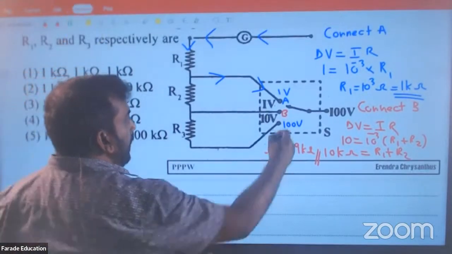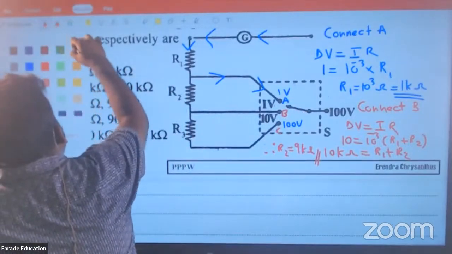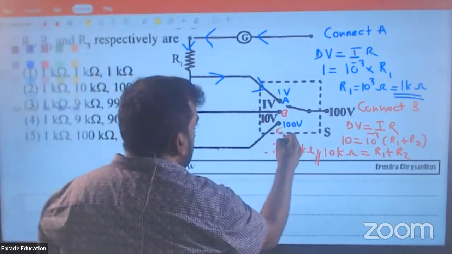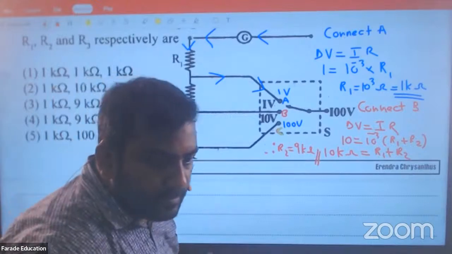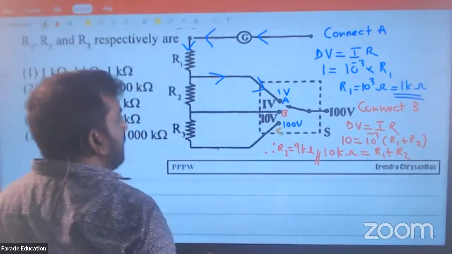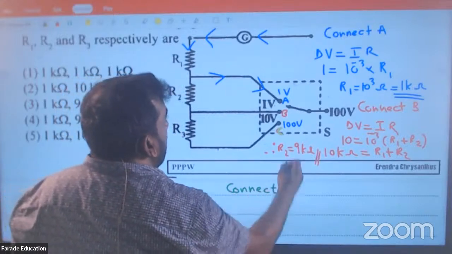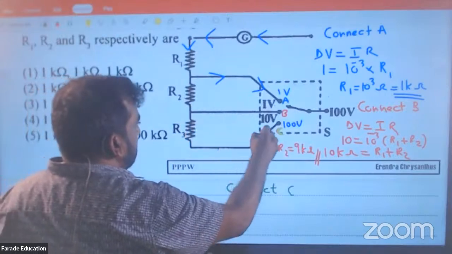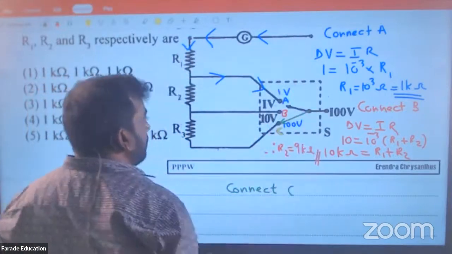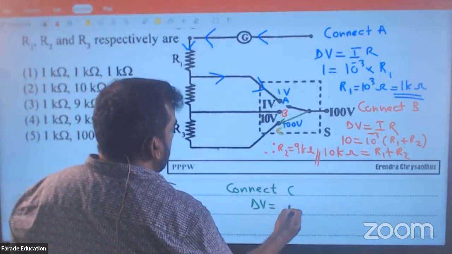Now I connect this to C. Put a different color. C. Is it clear? Maybe this one will be clear. If I connect to C, current will come, go through all the resistors, go out. The potential difference is 100 volt.